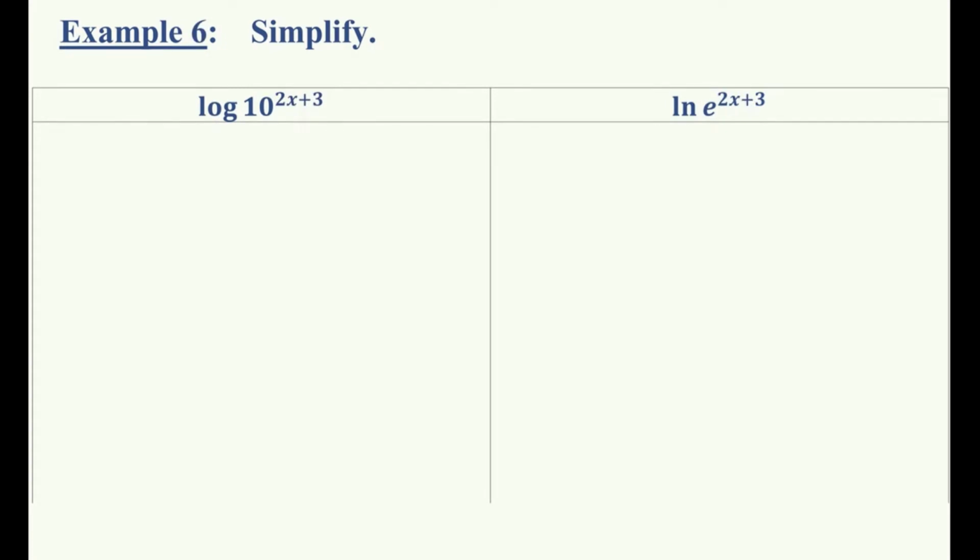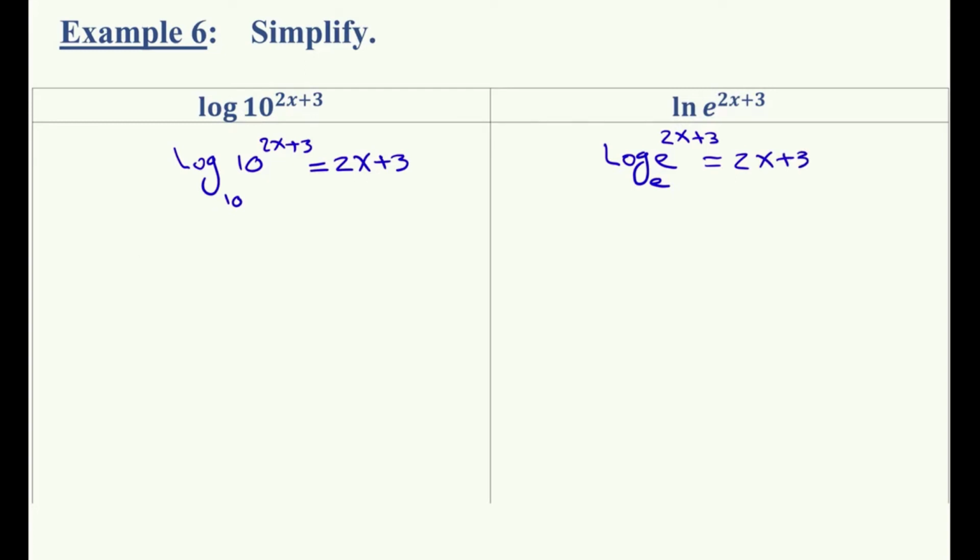Here's a couple more, which will not need a calculator by any means. We can't use one anyway because there are variables involved. So here on the left, we have log base 10 of 10 to the power of 2x plus 3. We know that whenever these two bases are the same, we're just going to get the exponent. So we get 2x plus 3, and that's where we leave it. On the right side, of course, the exact same thing happens because we have log base e of e to the 2x plus 3. So once again, we're just going to get 2x plus 3.